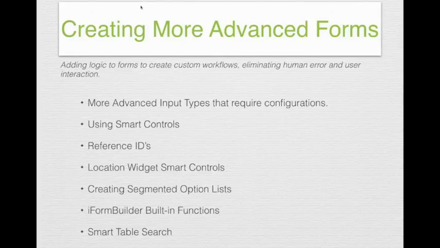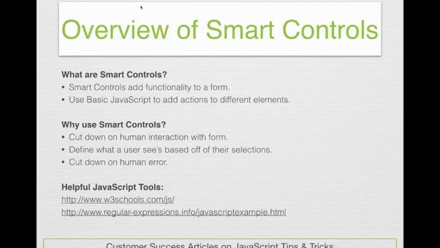We have our location widget smart controls, and in my demo form, I'll show you how I was able to use the location widget and then parse out the lat long, create a new dynamic URL, and also, by parsing out the lat and long, create the street address for where that person is located at that particular time. With more advanced forms, you also add segmented option lists, so based off of what a user selects in option list A will change what they see in option list B. Advanced forms also use our iForm Builder built-in functions and our smart table search.